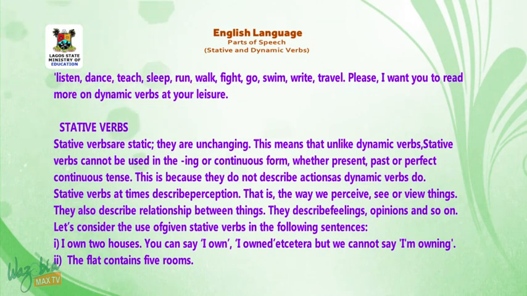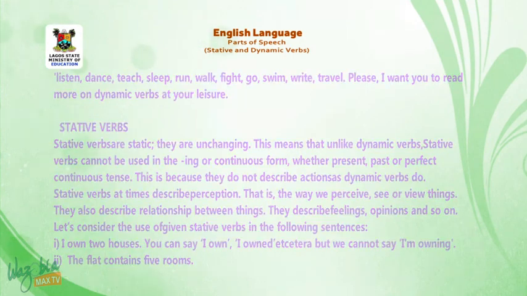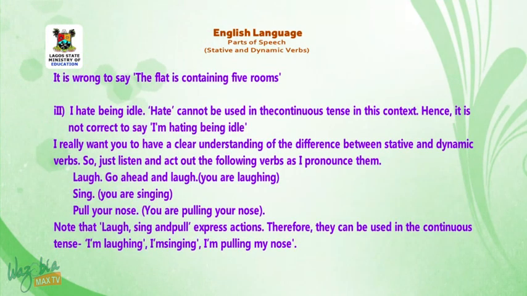I own two houses. You can say, I own, etc. But we cannot say, I'm owning. The flat contains 5 rooms. It is wrong to say the flat is containing 5 rooms. I hate being idle. Hate cannot be used in the continuous tense in this context. Hence, it is not correct to say, I'm hating being idle.